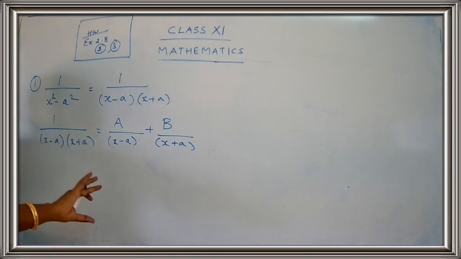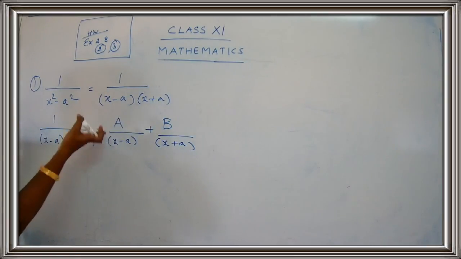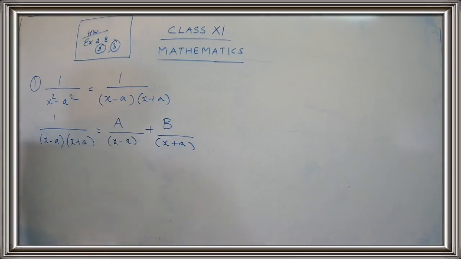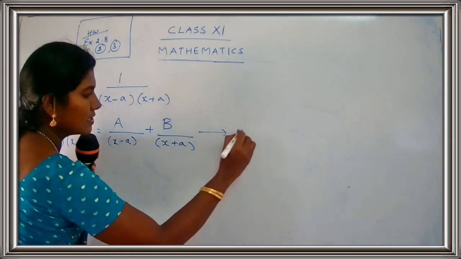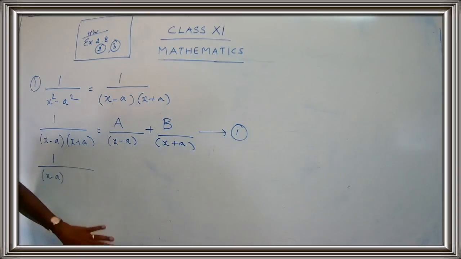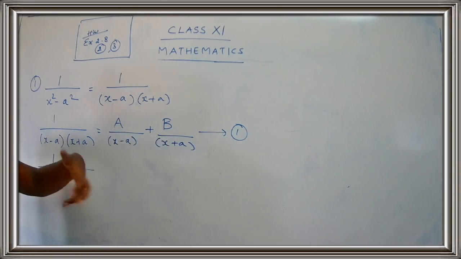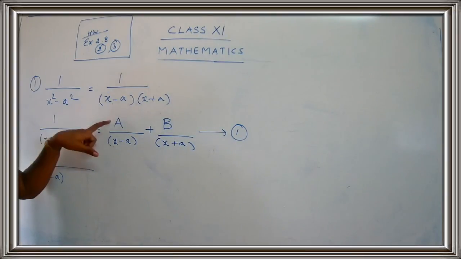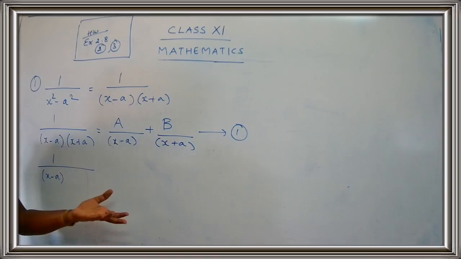You have to split it, or break it, and give 2 unknowns. So A upon x minus a plus B upon x plus a. Now keep this as it is: 1 upon x minus a squared, and this is our answer. Now we are going to solve and get the values for A and B. Once we get the values for A and B, you substitute them over here and get the answer. Getting my point, children?